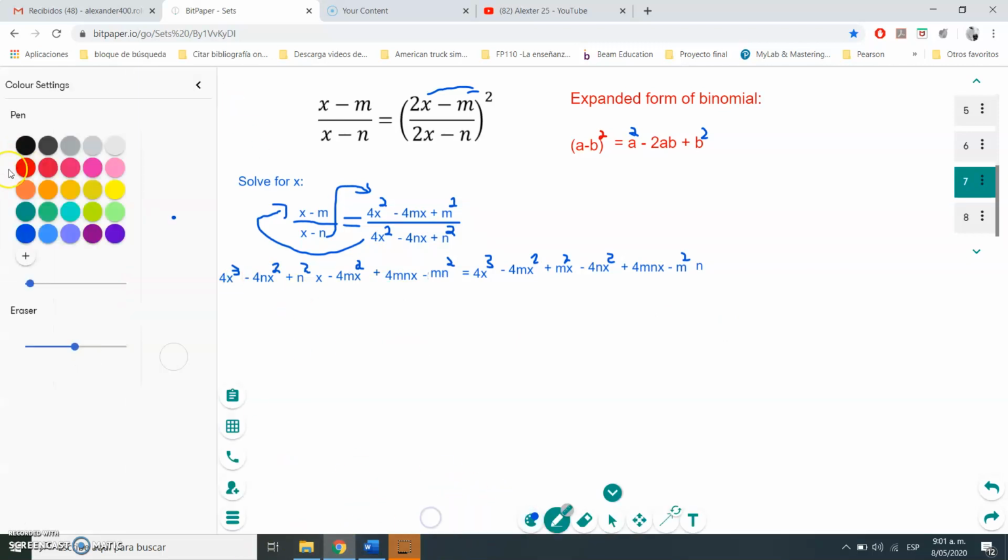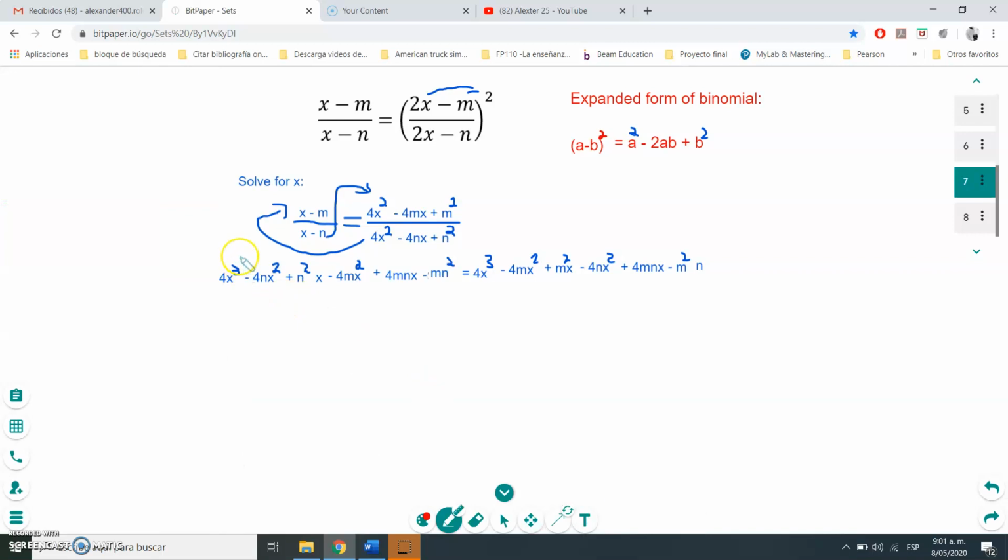Okay, for example, here we have the first term, 4x³, and here we have 4x³. If this number comes to the other side subtracting, that will be cancelled, okay, because they are the same. All right, so this is cancelled with this. What else? What if we had here minus 4nx²? Look that we have the same term to the other side, so they are with the same sign, but it comes to the other side negative, positive, and that will be cancelled with this, okay, this with this, all right?